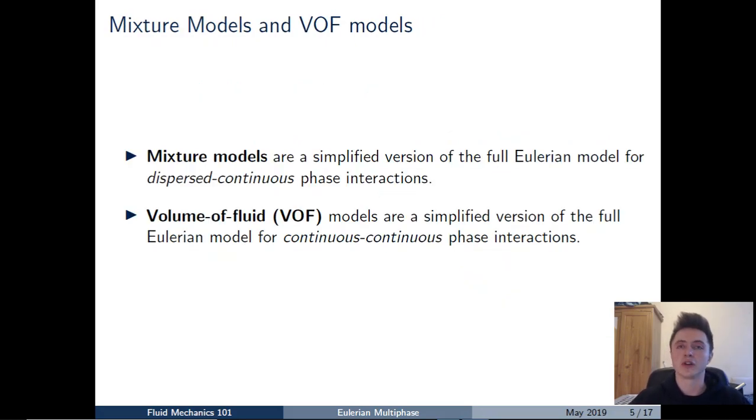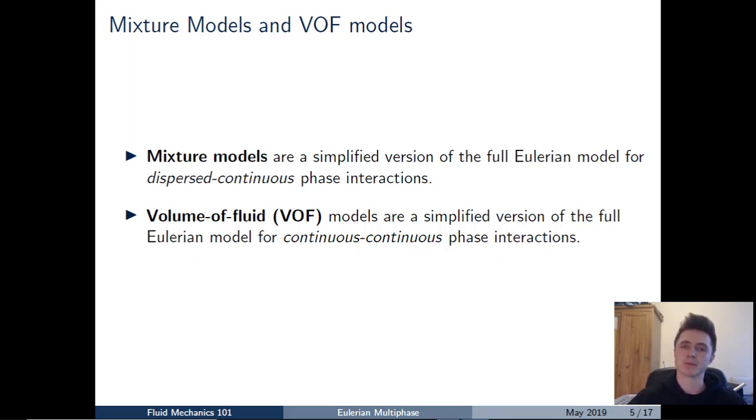So some of you, while flicking through your CFD user manuals or looking through research and on the internet, may have come across mixture models and volume of fluid models. Now, these models are simplified versions of the full Eulerian model that we're going to be considering in today's talk. And the full Eulerian model can account for dispersed continuous phase interactions and continuous phase interactions. Now, it turns out that the mixture model and the volume of fluid model are simplified versions of the full Eulerian model that we're going to be looking at today.